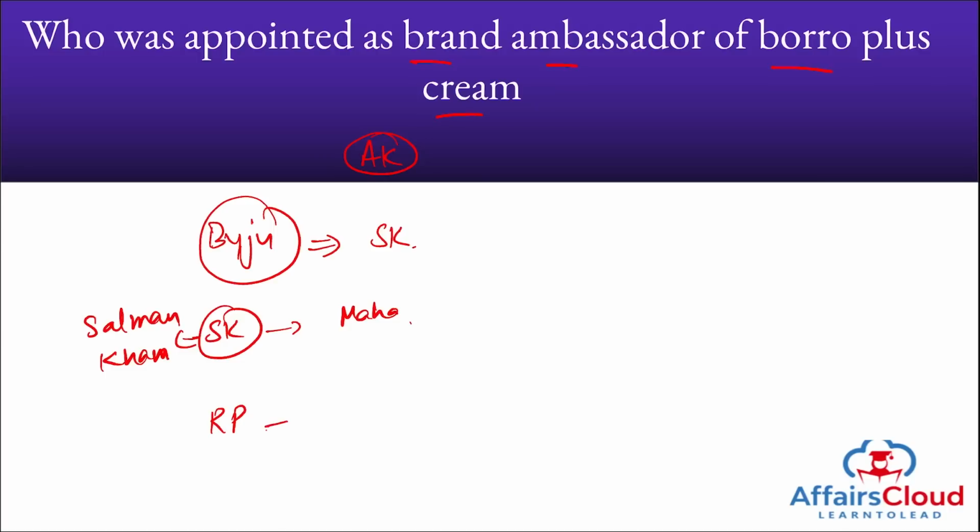Rishabh Pant was appointed as the state brand ambassador of Uttarakhand in order to promote sports in the youth. Apart from this, Akshay Kumar was also appointed as the brand ambassador of Uttarakhand later on.